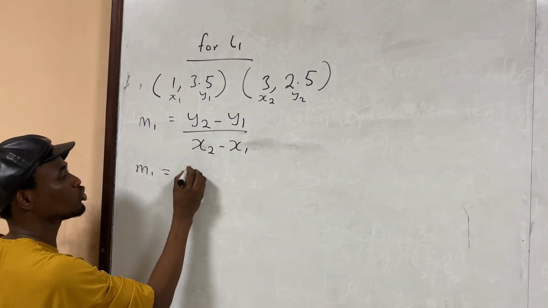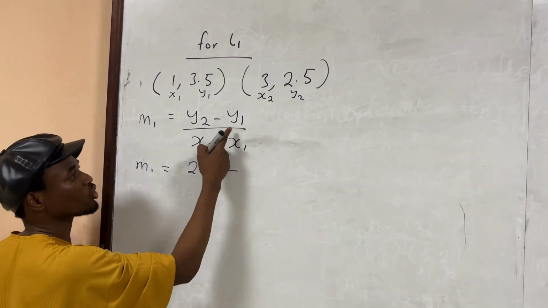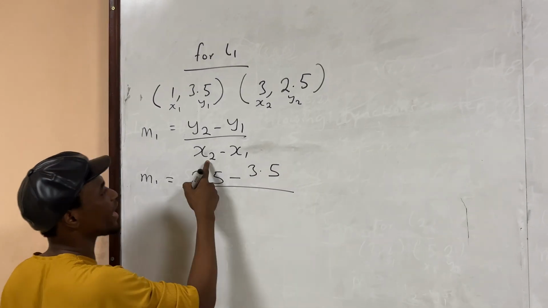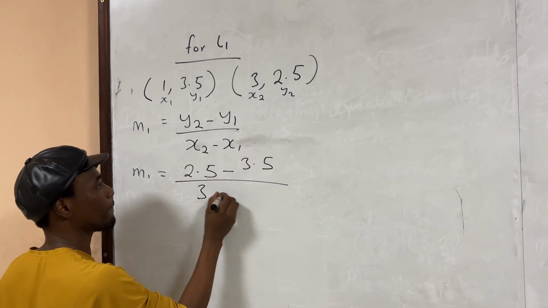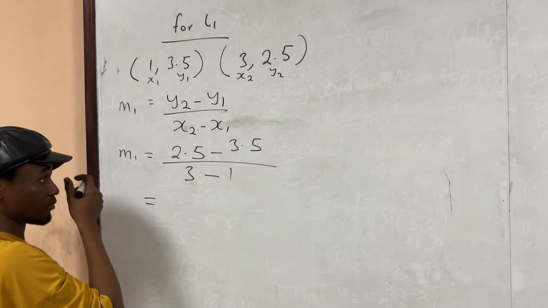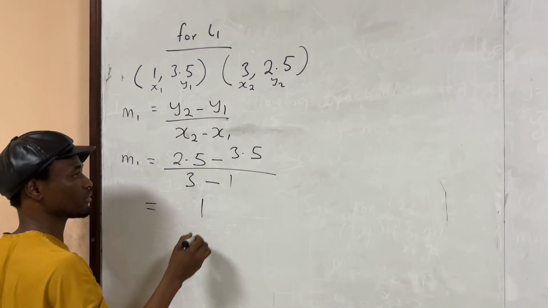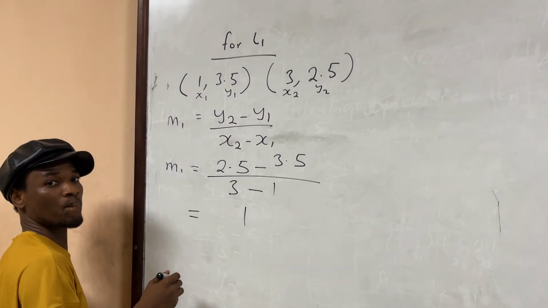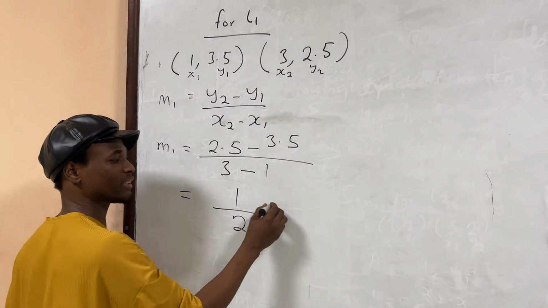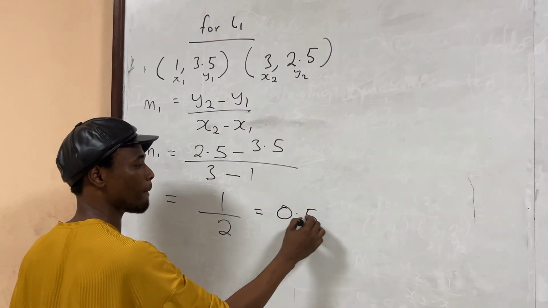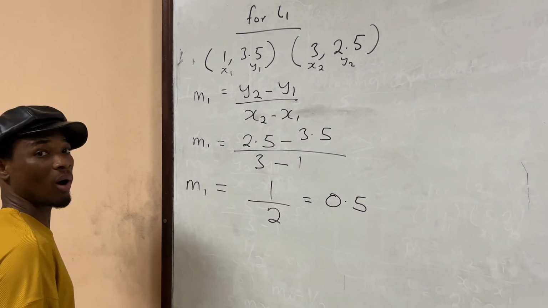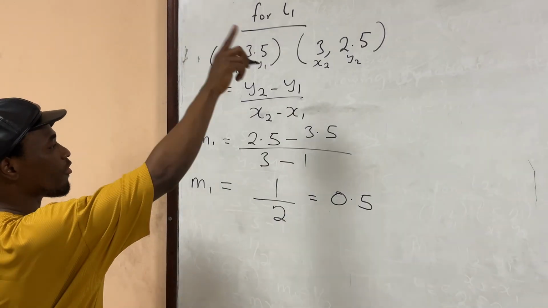y2 is 2.5 minus y1, which is 3.5, all over x2, which is 3 minus 1. So therefore, I have negative 1 over 2, which is the same as negative 0.5. So that is M1.